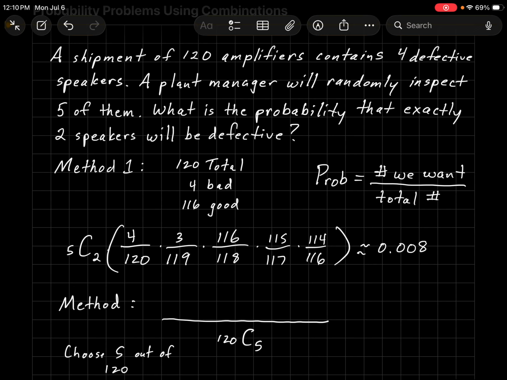Now, how about the number of things we want? Well, we want 2 bad, right? We want 2 bad out of how many? We want 2 bad out of 4. So 4 combination 2. But we also want 3 good out of however many good we have. So we want to choose 3 good out of the 116. And if we type this into our calculator, because I am using the built-in formulas to do this, we get the exact same value.